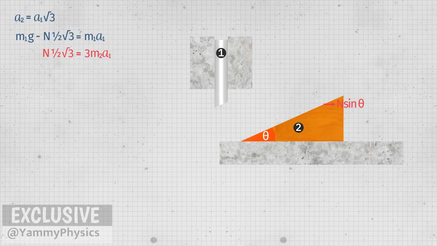Multiply all factors of the last equation by root 3. Substitute the factor n half root 3 into equation 2. Next, divide all factors by m1. From the question sheet, m2 per m1 is 2. Of course, a1 is equal to g over 7. Using a gravitational acceleration of 9.8, we will get a1 of about 1.4 meters per second squared. This is the answer to this question.